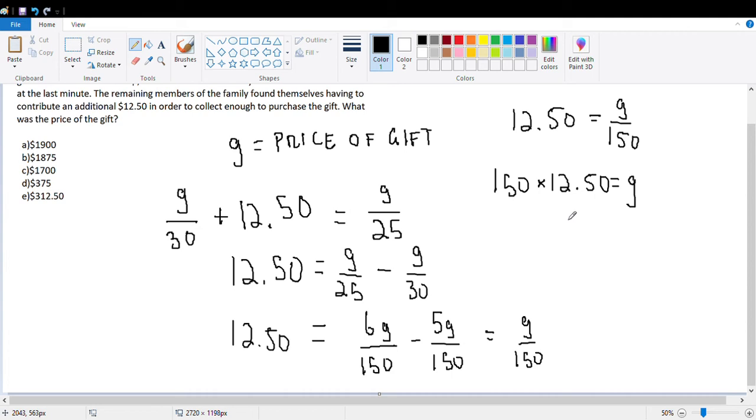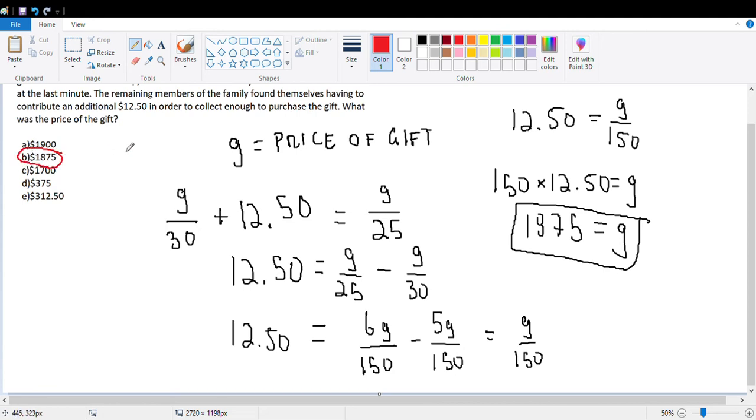And you just plug in 150 times 12.50. And after doing that, we get 1,875. And that equals G. So that's my answer. The price of the gift is 1,875. That is option B.